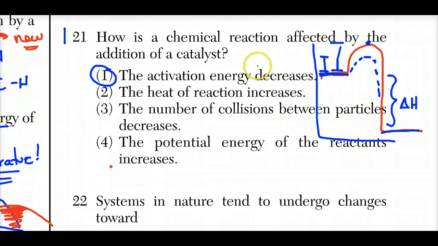21 is 1, a catalyst. And this comes up in part 2s in so many different ways. It lowers the activation energy. Creates an alternative pathway that's overall lower in energy.